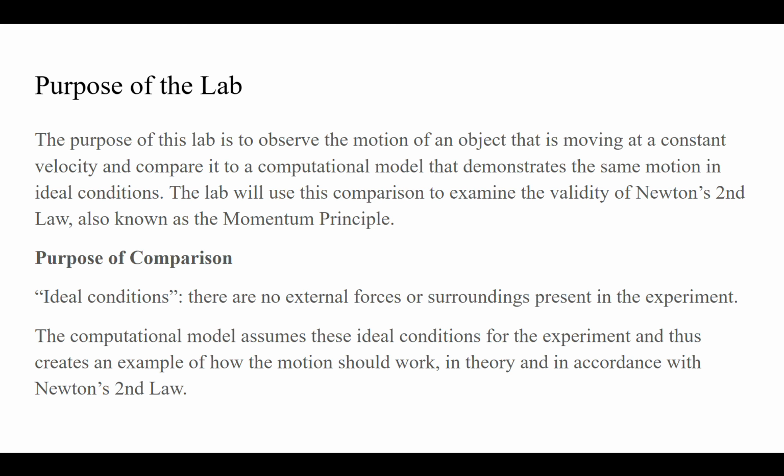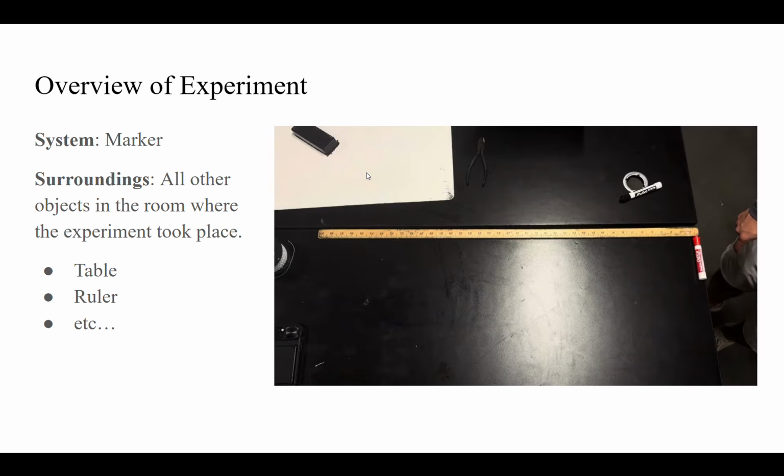By ideal conditions, it means that there are no external forces or surroundings present in the experiment. The reason we're making this comparison between the actual model and the computational model is because the computational one assumes the ideal conditions for the experiment and thus creates an example of how the motion should work in theory and in accordance with Newton's second law.